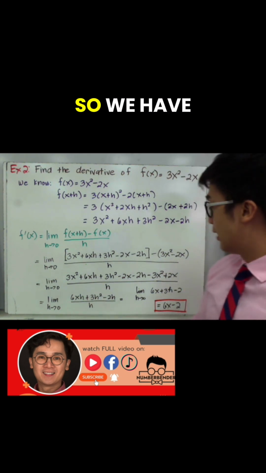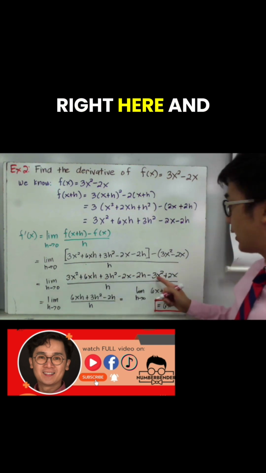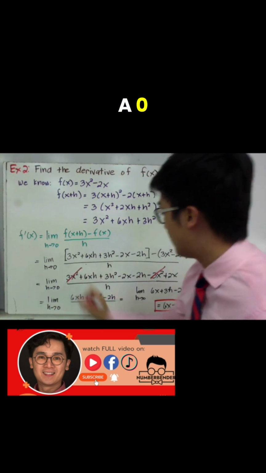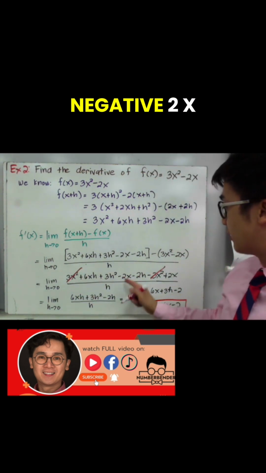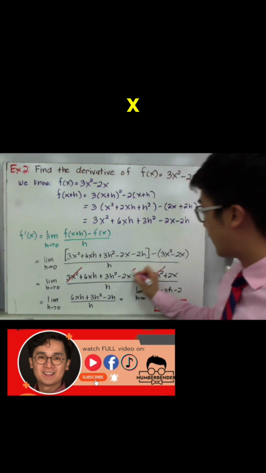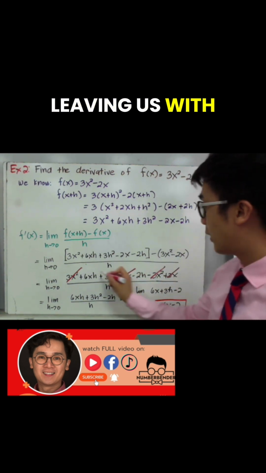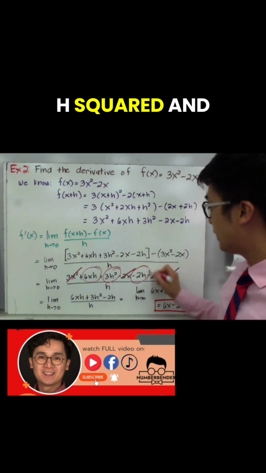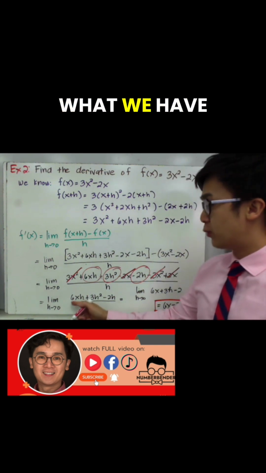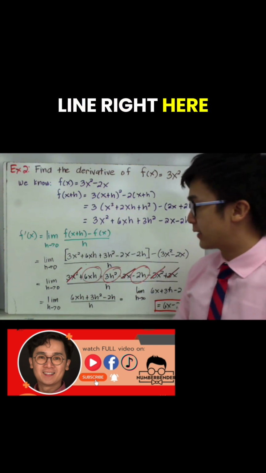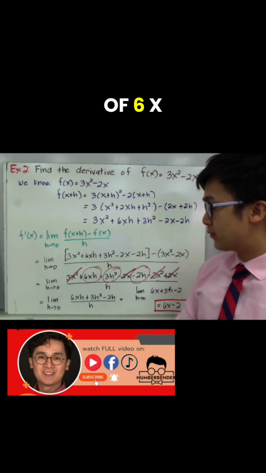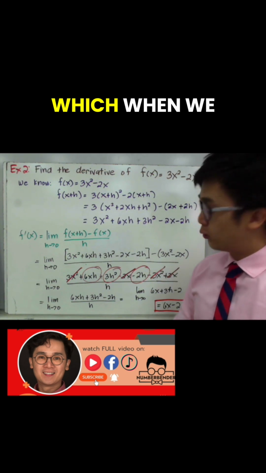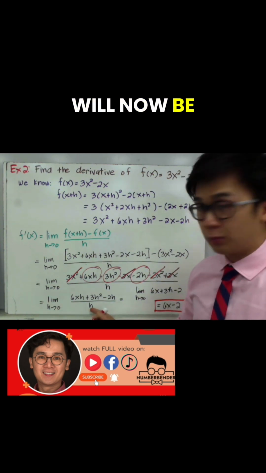some of the terms. So we have 3x squared right here and negative 3x squared, which cancels out and turns into a 0. And we can also cancel out negative 2x and positive 2x, leaving us with 6xh, 3h squared, and 2h. And that is what we have on our next line right here. So now we have the limit of 6xh plus 3h squared minus 2h all over h, which when we replace h by 0 will now be undefined.